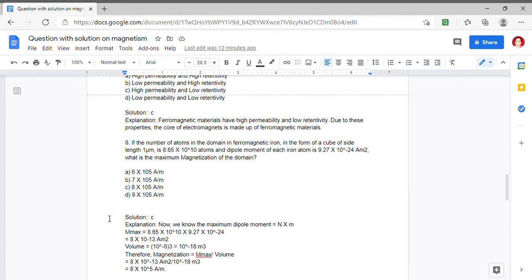The next problem is, the number of atoms in a domain of a ferromagnetic iron in the form of a cube of side length 1 μm is 8.65 into 10 raised to power 10 atoms, and the dipole moment of each iron atom is 9.27 into 10 raised to power minus 24 ampere meter square. Find the maximum magnetization of the domain.